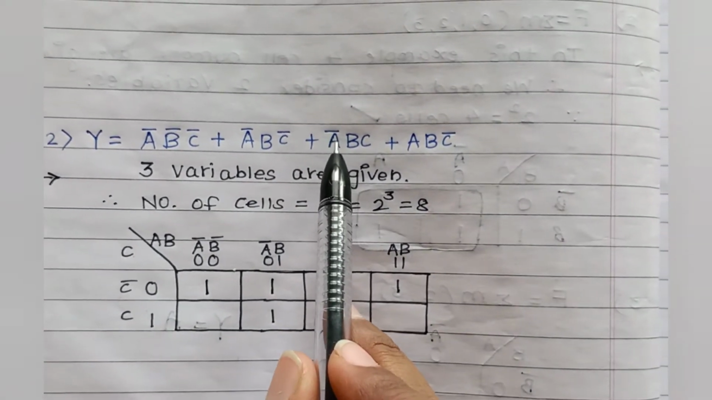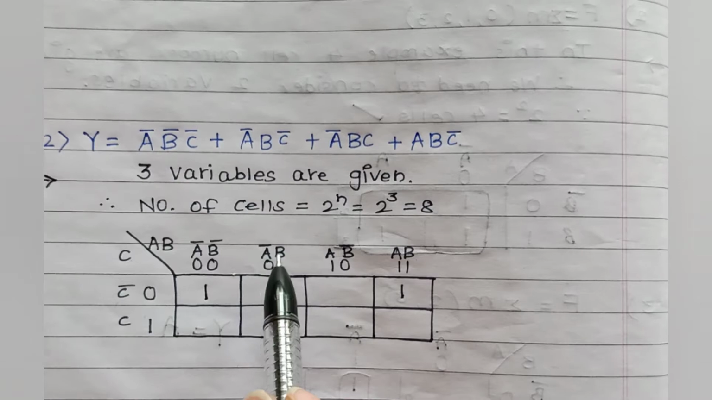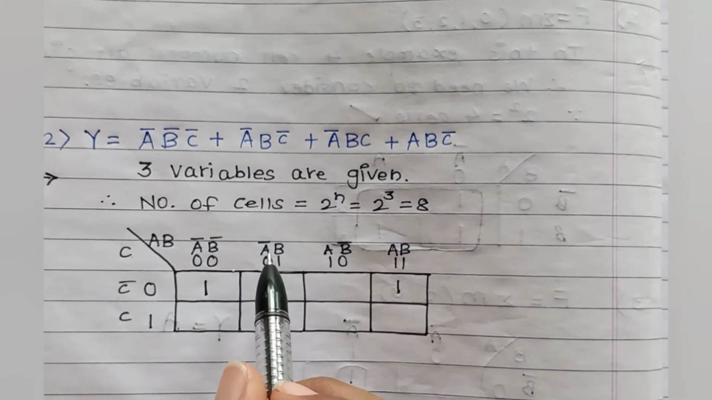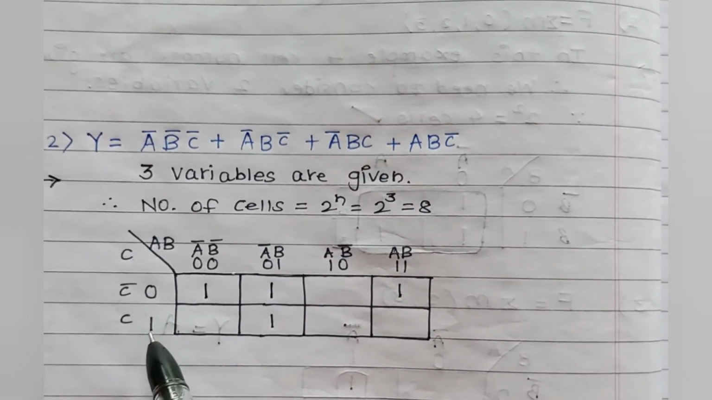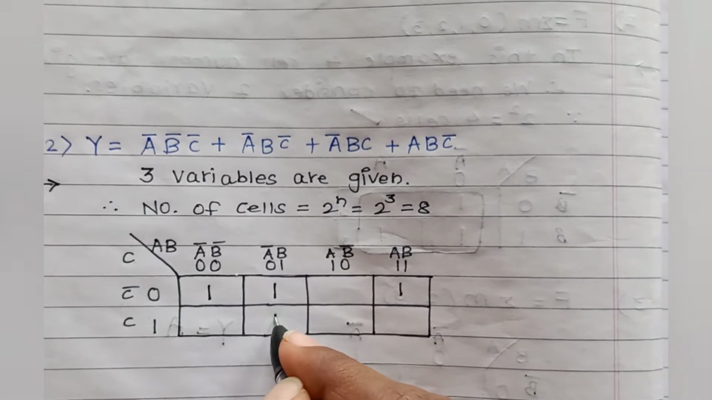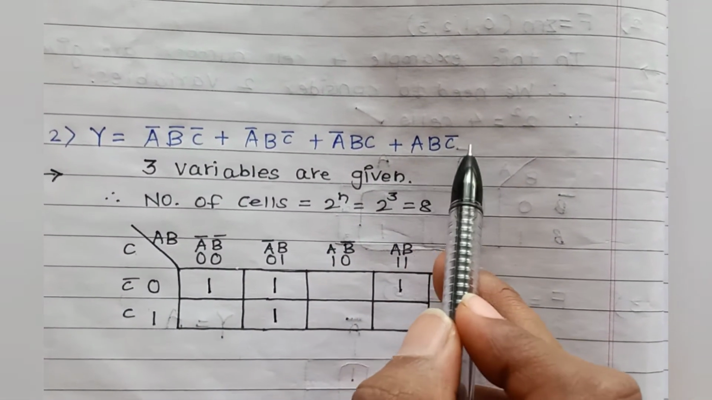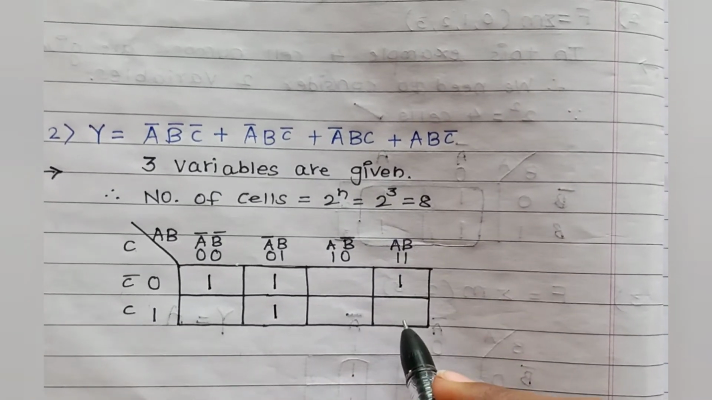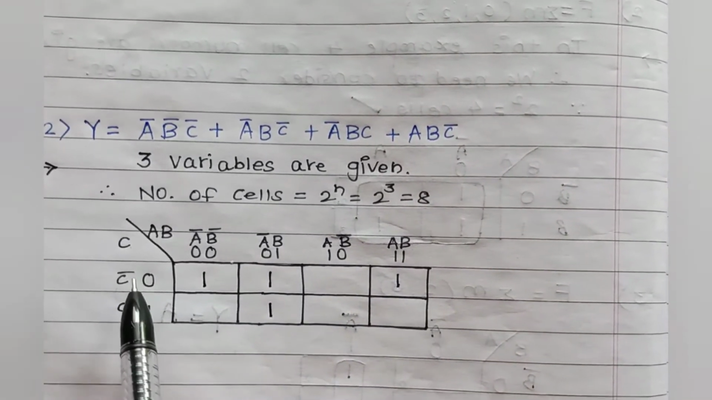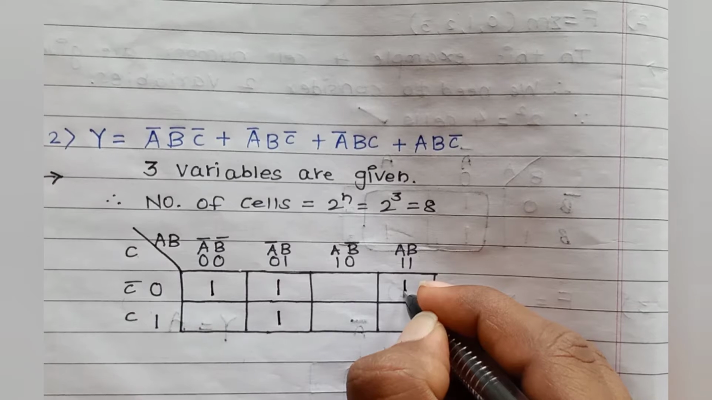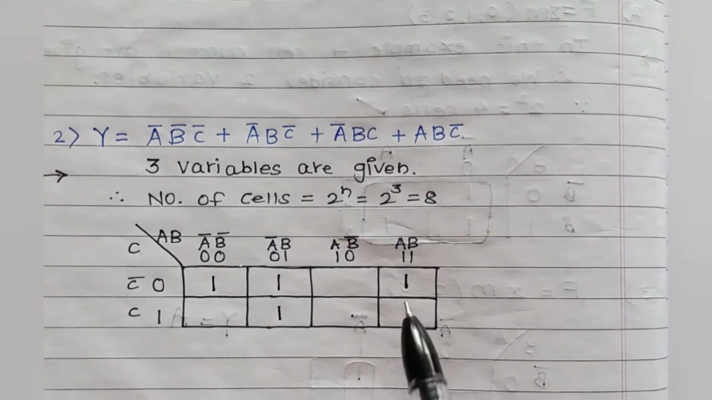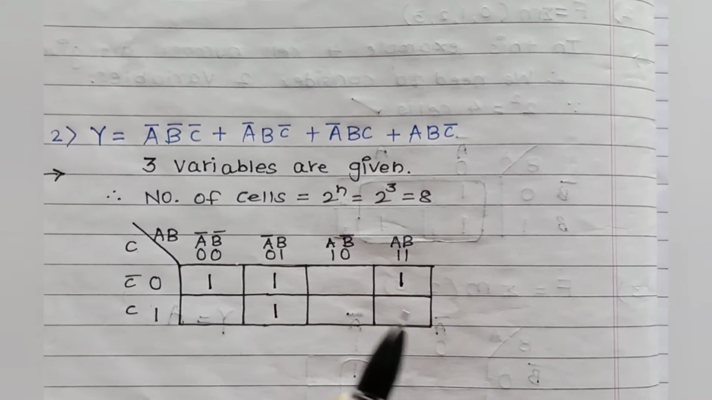Third term is A bar, B, C. A bar is present here. It means A bar, B, second column, and C is present at second row. They are intersecting here. I have put it 1. Then last term is A, B, C bar. A, B is present at fourth column and C bar is present at first row. They are meeting here. Now here we have filled all ones inside these cells.